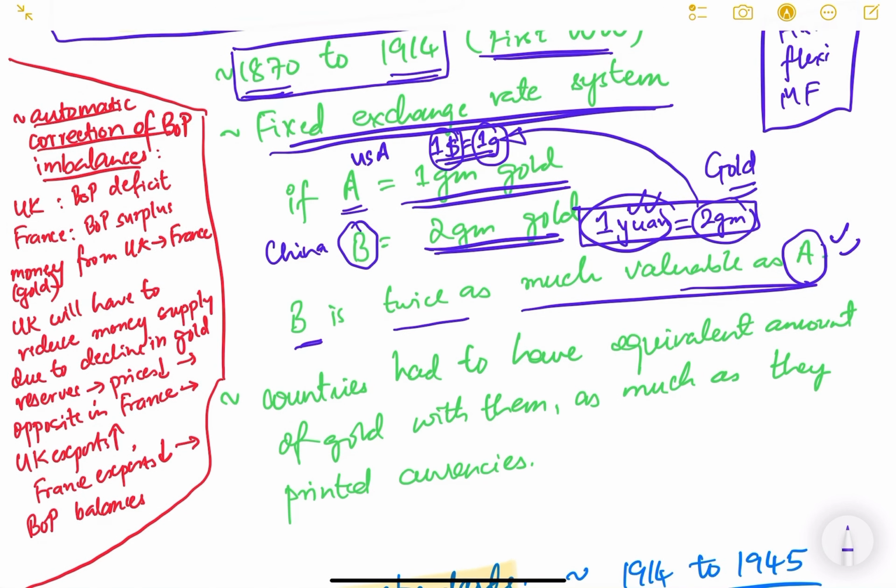So depending on that, if A is 1 gram of gold and B is 2 grams of gold, it means B is equal to 2A. So the Chinese yuan is twice as valuable as the US dollar. So that is the simple exchange rate. This is a fixed exchange rate because exchange rates are fixed with respect to gold.